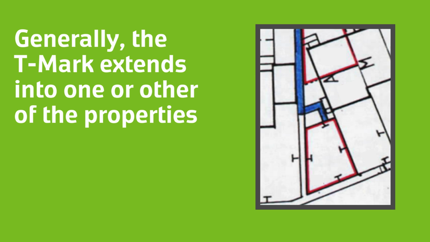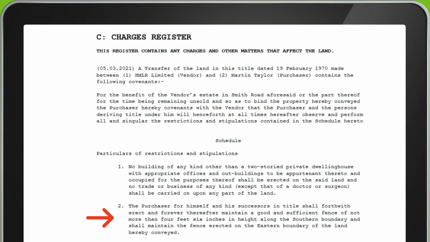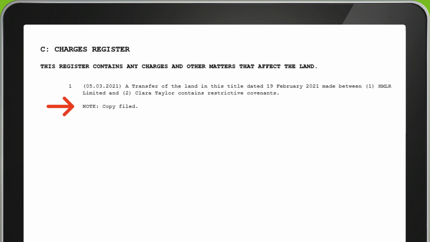Sometimes entries do not refer to T-marks and give only a verbal description as to who owns and/or is responsible for a boundary feature. Alternatively, you may come across entries referring to documents as being copy filed. This means that we hold a copy of that document and you'll have to read it to see if there is any relevant information about boundaries. It's possible that there may be no information on boundaries for the property within the documents.